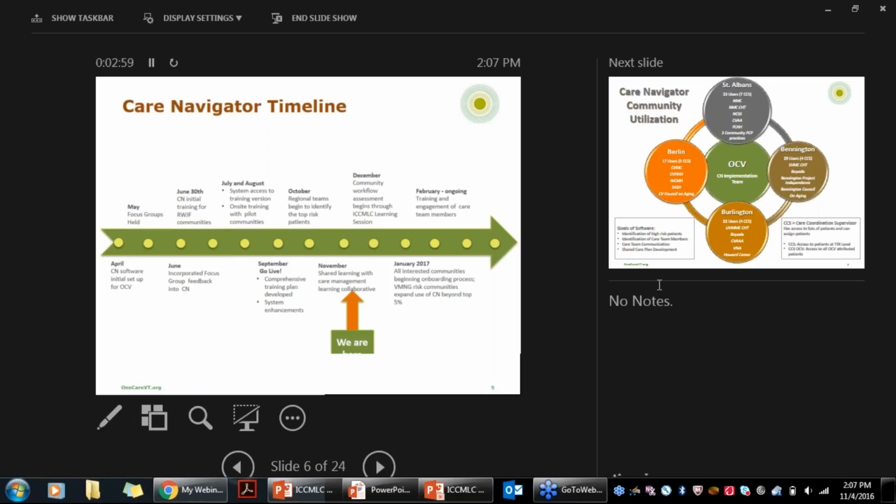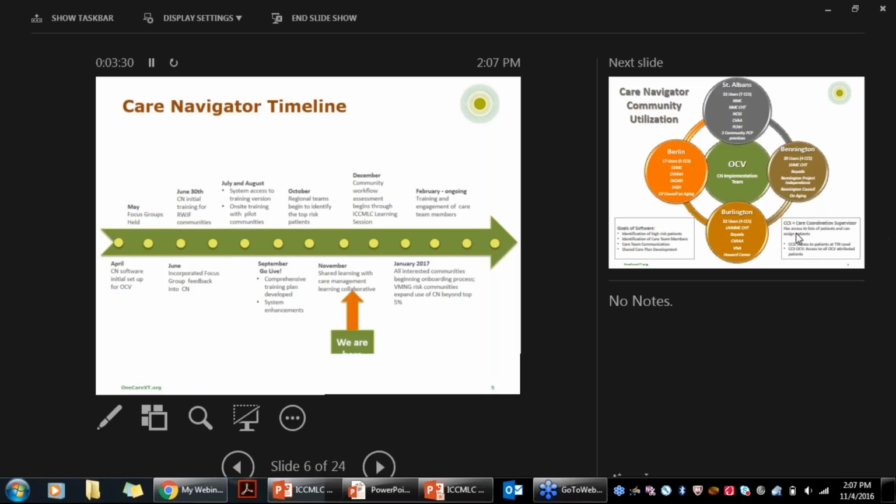And in July and August, we gave system access to the training version of the system. And in September, we had our go live. And in October, we've been working with the regional teams to identify the top risk patients. In November, where we are today, we're sharing what we learned in this work with everybody here. And then in December, the community workflows will be looked at in the December Learning Collaborative session.